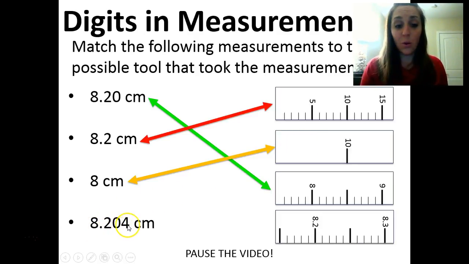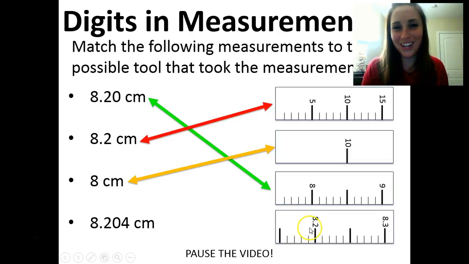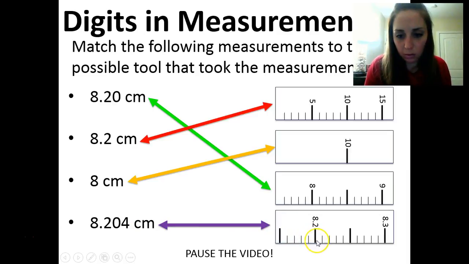8.204. So my 4 is estimated. So my 0 is known. So 10th, 100th, 1000th. If my estimated digit is in my 1000th, then my known digit, my graduations, need to be changed by my 100th. This is the only one left, but it also is changing by 100th. This is 8.2, 8.3. I've got 9 spots between them, so this is 8.21, 8.23, 8.24. So this measurement would be about maybe right here is where it's hitting on the ruler.